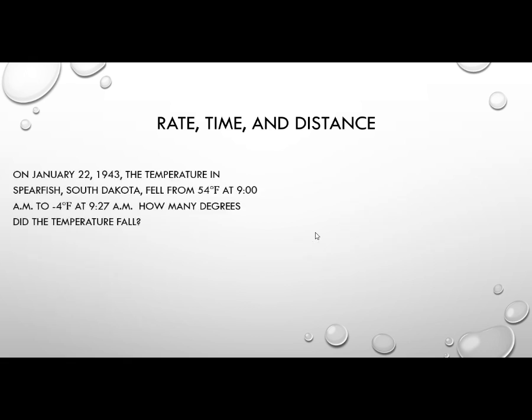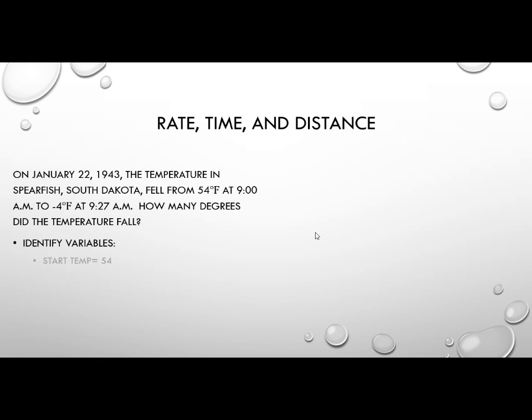On January 22nd, 1943, the temperature in Spearfish, South Dakota fell from 54 degrees at 9 a.m. to -4 degrees Fahrenheit at 9:27 p.m. So only about a half hour later, it had gone all the way down to -4. So how many degrees did the temperature fall? All right, so that's my question. How many degrees did the temperature fall? I want to focus in on all the information in the story that's related to how much they fell.